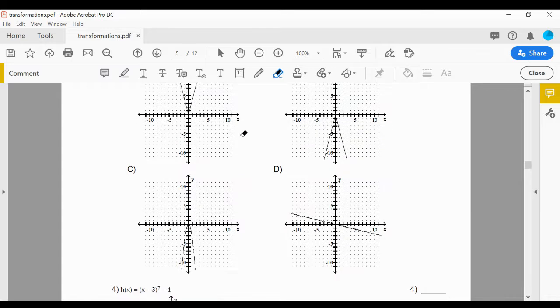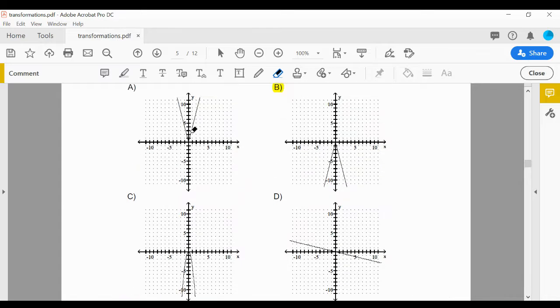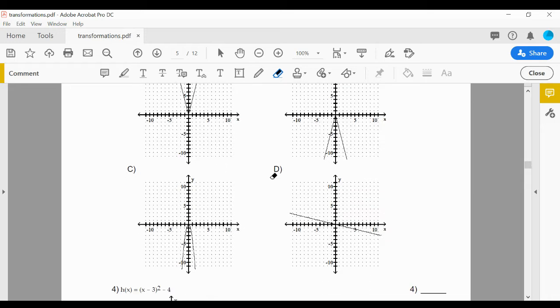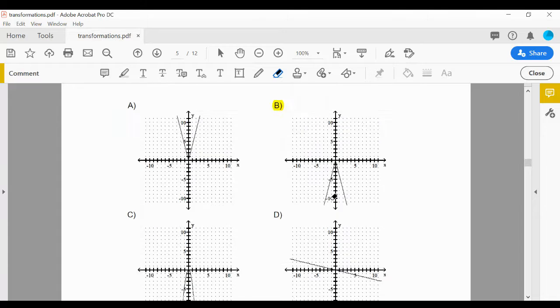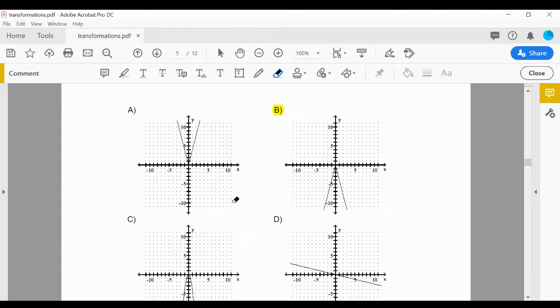I'll say it that way. Obviously, this one here has just been stretched. It's an absolute value, and this one's a line. And once again, you could put this into your calculator, and it would have given you the correct graph.